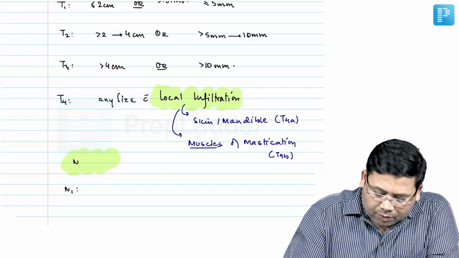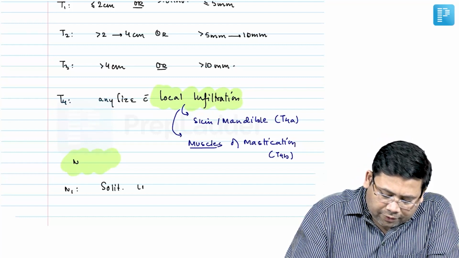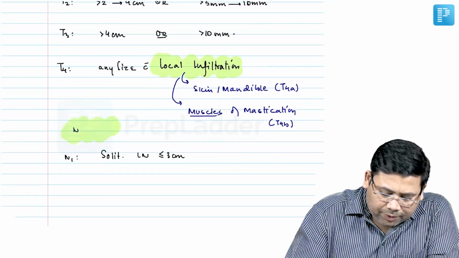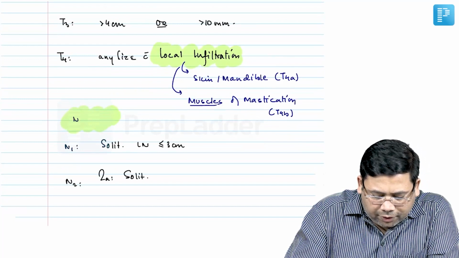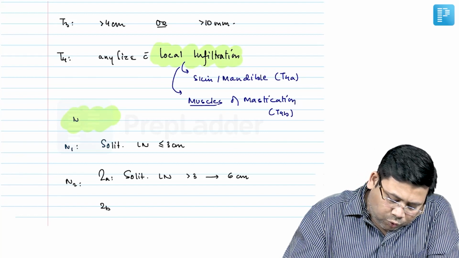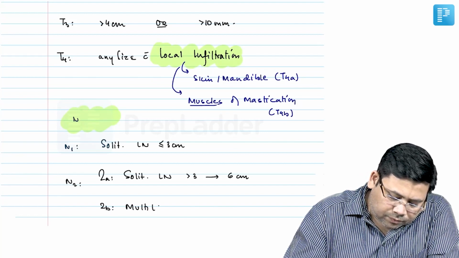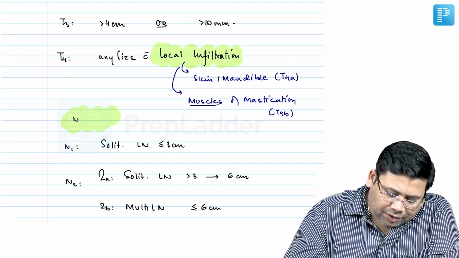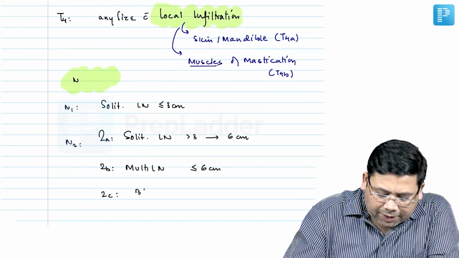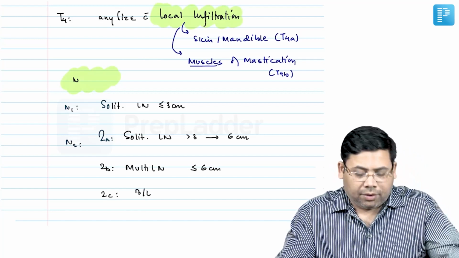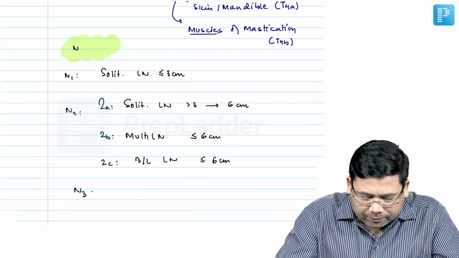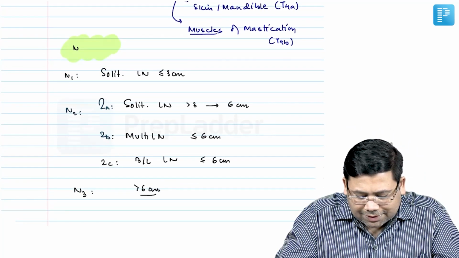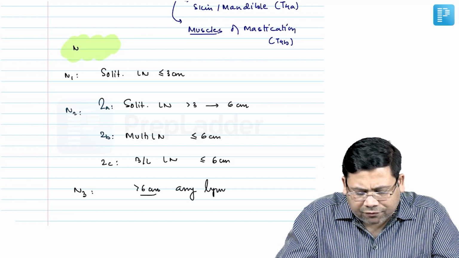N1 is defined as a solitary lymph node less than or equal to 3 centimeters. N2 is further divided into 2A, where you have a solitary lymph node more than 3 but up to 6 centimeters. 2B is multiple lymph nodes but none of them more than 6 centimeters. 2C is bilateral lymph nodes but none of them more than 6 centimeters. And N3 stands for any lymph node more than 6 centimeters.